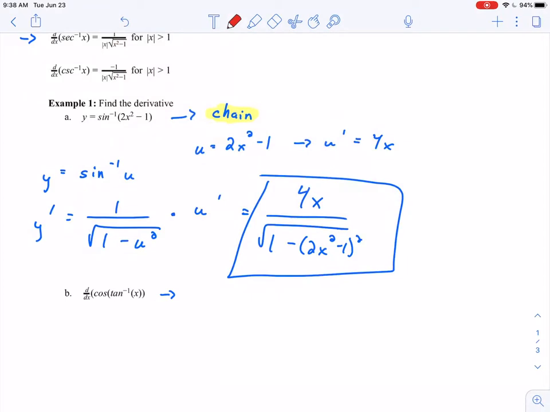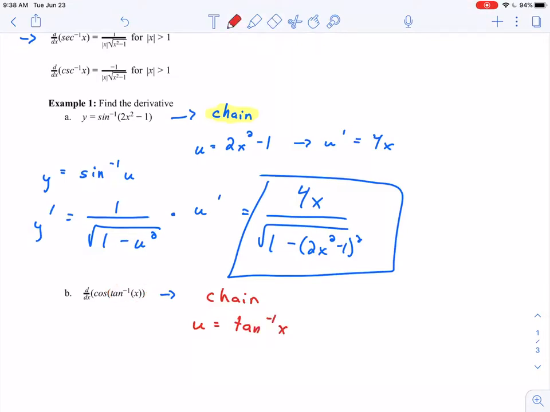When I look at part B here, I actually have the inverse trig function inside. This time I have tangent inverse of x inside of the cosine function. So this might seem a little bit odd, but it is going to be another chain rule. My u this time, that inside function, is what's inside of the cosine function. This time my u will be tangent inverse of x.